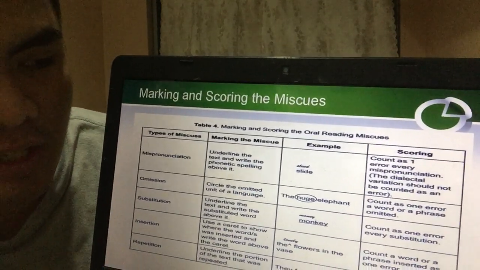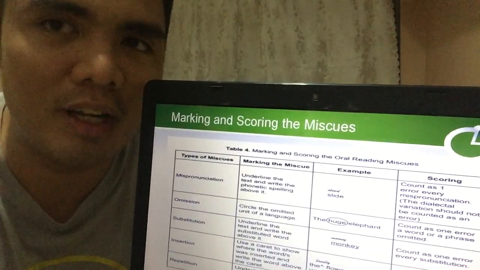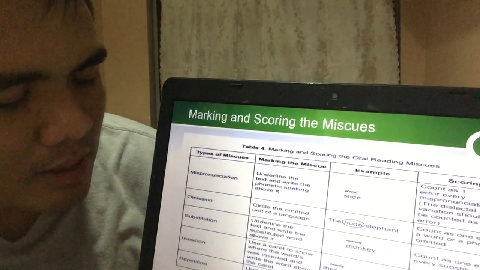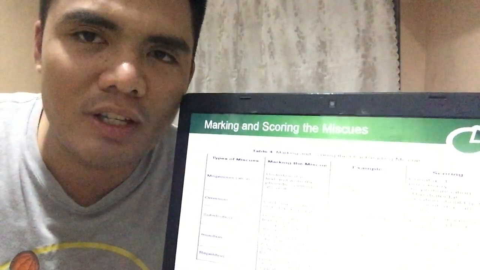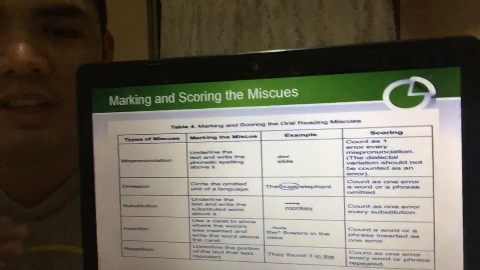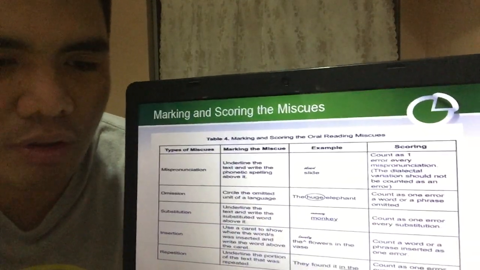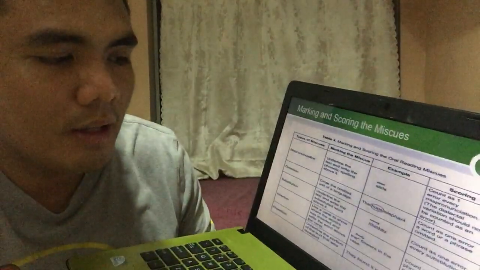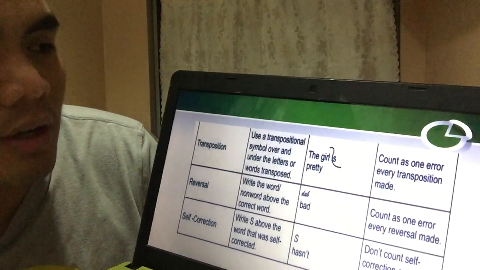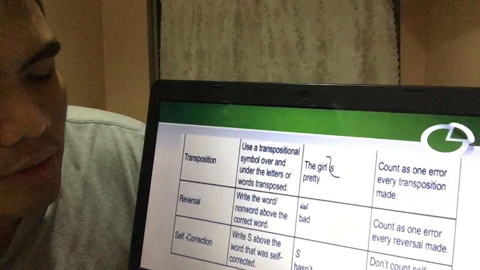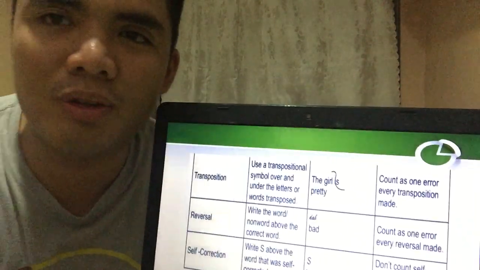Substitution: it has been changed by another word that sounds similar or is spelled similar, that may be an issue. Another one, insertion: a new word that is not part of the reading selection but is included in the delivery of the kid. And repetition, inulit po kumbaga. Another one, we have the transposition, reversal, and self-correction. If it is self-corrected, you don't consider it as an error.